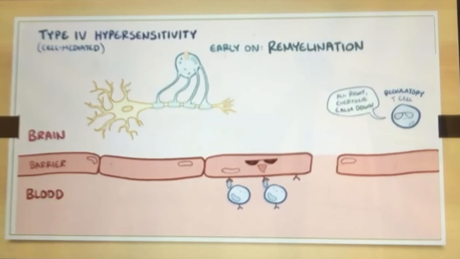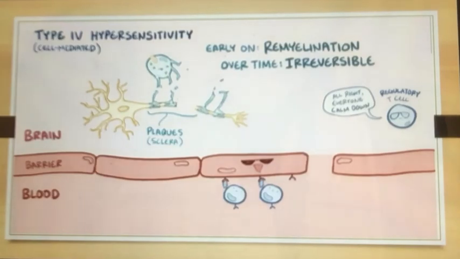Early on in multiple sclerosis, we see the oligodendrocytes heal and extend out new myelin to cover the neuron, which is the process called remyelination. Unfortunately though, over time, the oligodendrocytes die off and the remyelination stops, and the damage becomes irreversible down the axon.